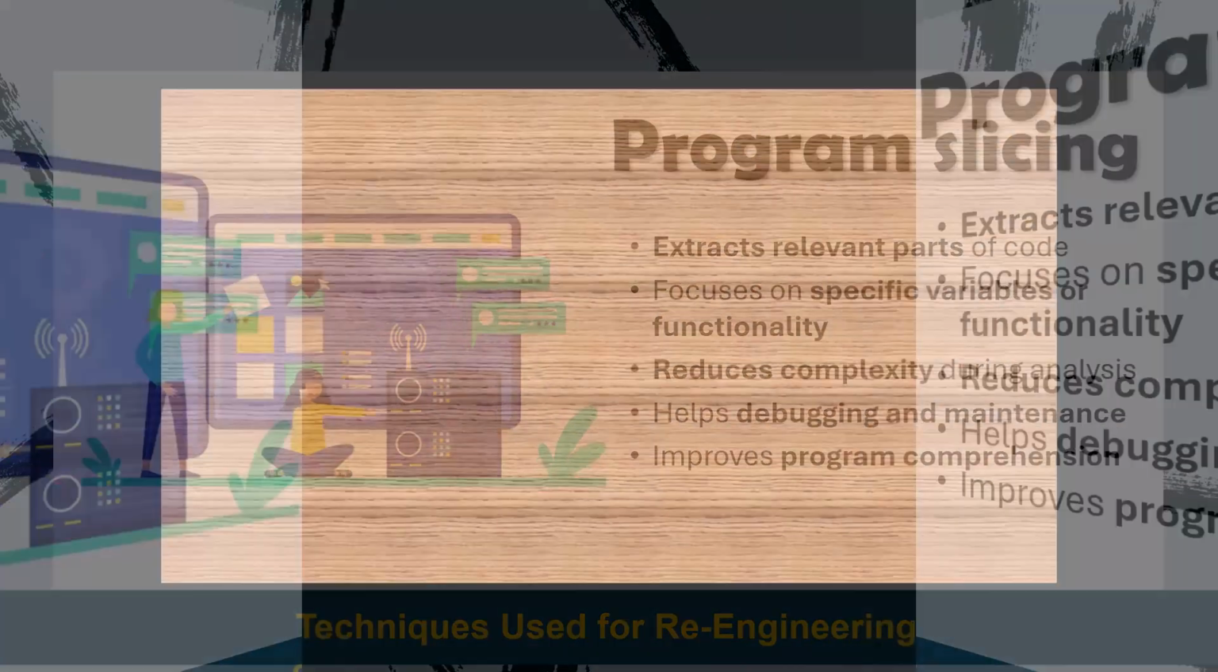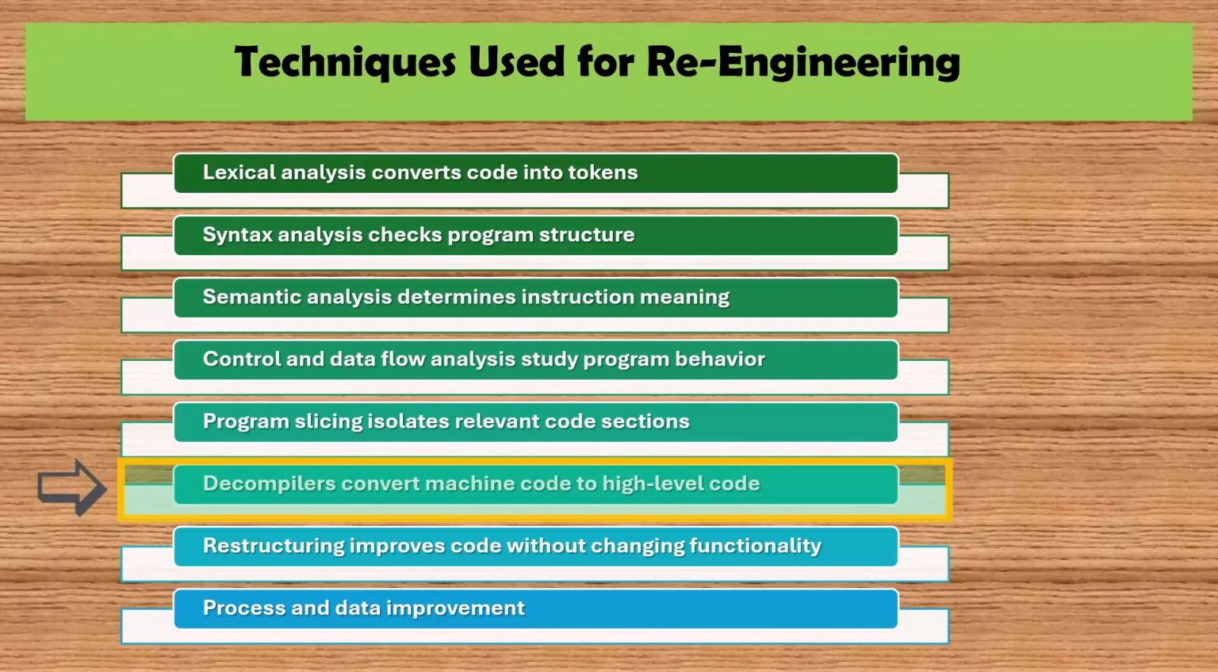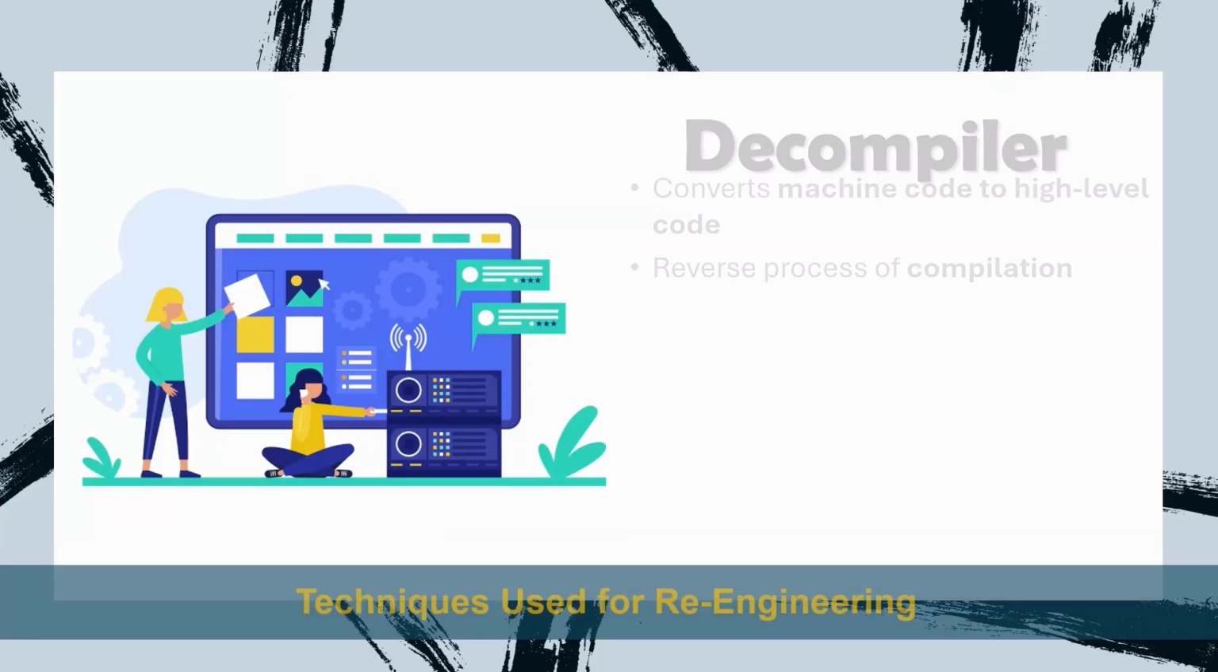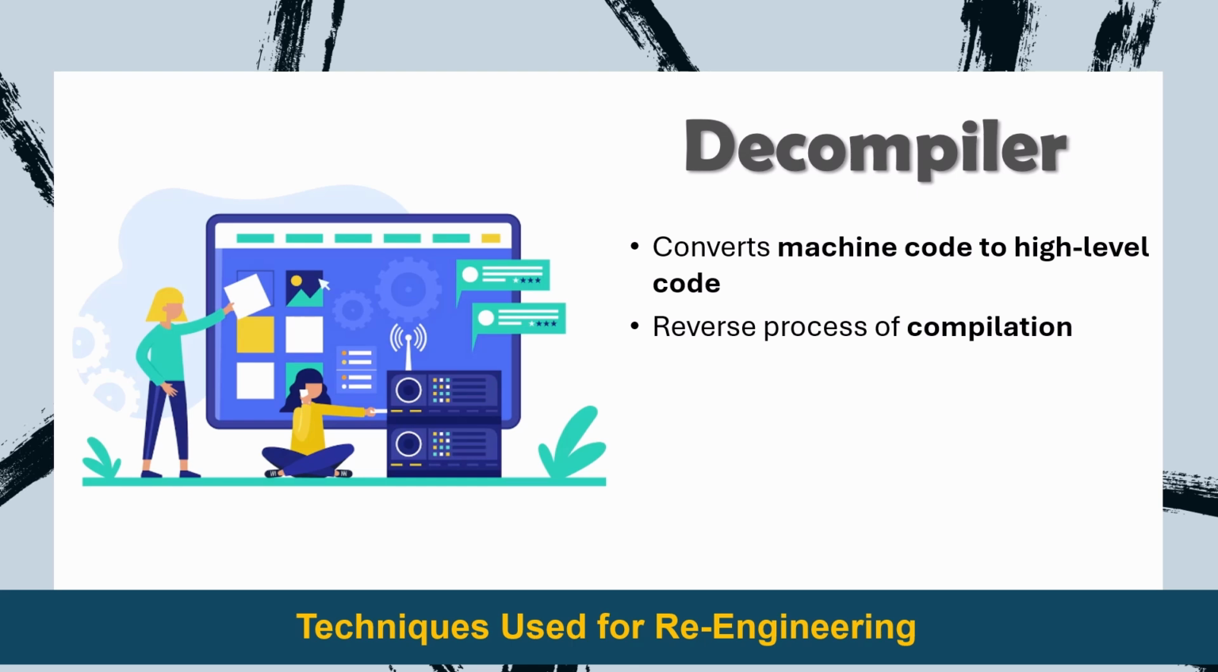Another important concept in reverse engineering is the use of a decompiler. A decompiler is a tool that is used to translate compiled machine code back to a high-level programming language such as C or Java. It is especially important in situations where the original source code is not available. Normally, a compiler converts the source code into executable machine code. So, a decompiler attempts to reverse this process.